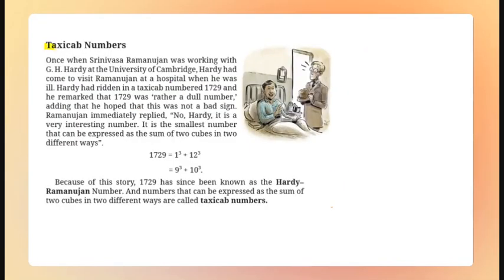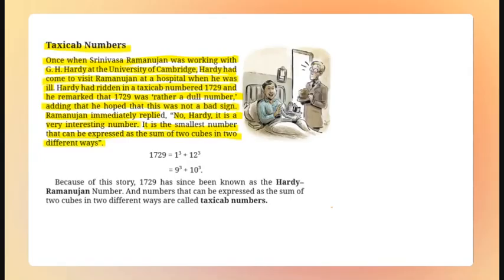The next topic is taxicab numbers. Once when Srinivasa Ramanujan was working with G.H. Hardy at the University of Cambridge, Hardy had come to visit Ramanujan at a hospital when he was ill. Hardy had ridden in a taxicab numbered 1729 and he remarked that 1729 was rather a dull number, adding that he hoped that this was not a bad sign. Ramanujan immediately replied, "No, Hardy, it is a very interesting number. It is the smallest number that can be expressed as a sum of two cubes in two different ways."